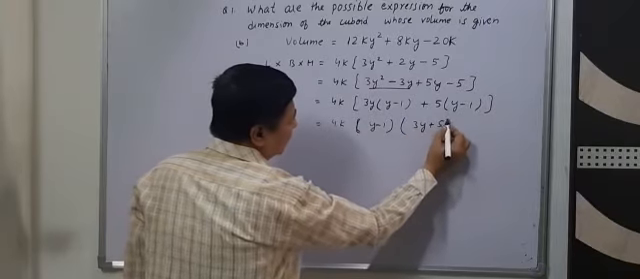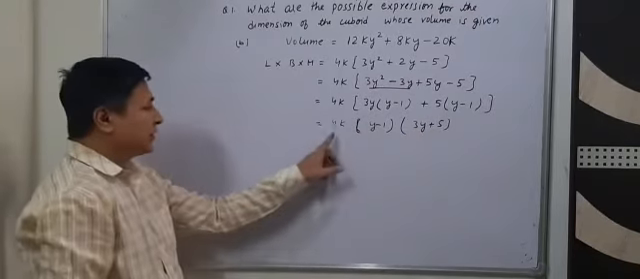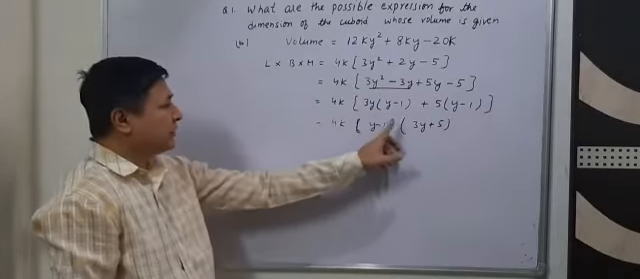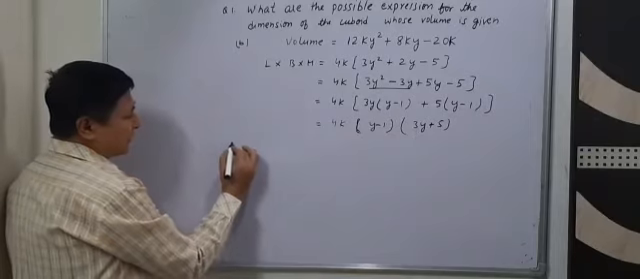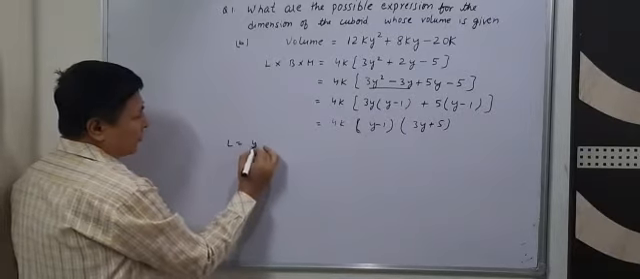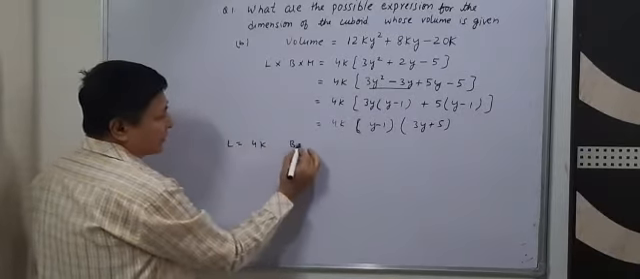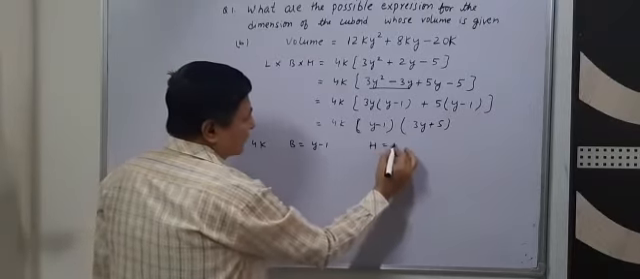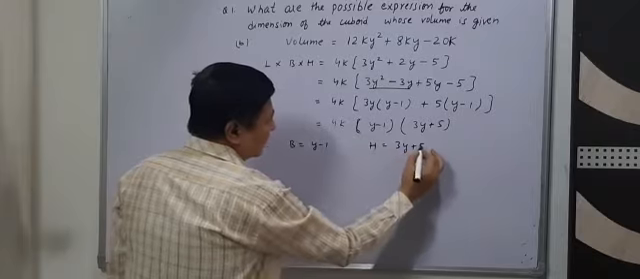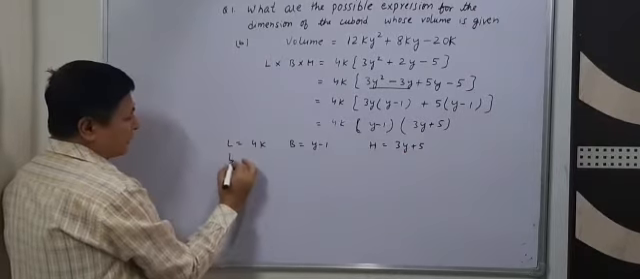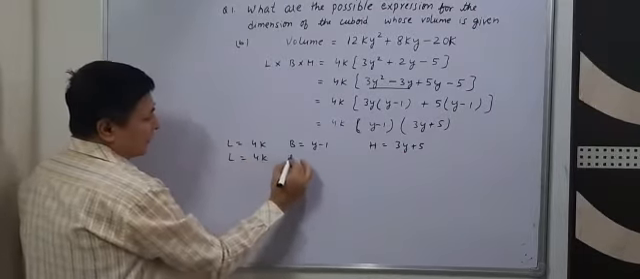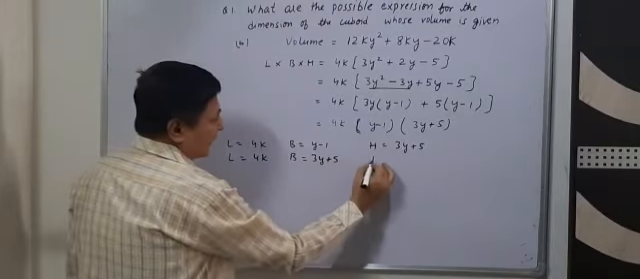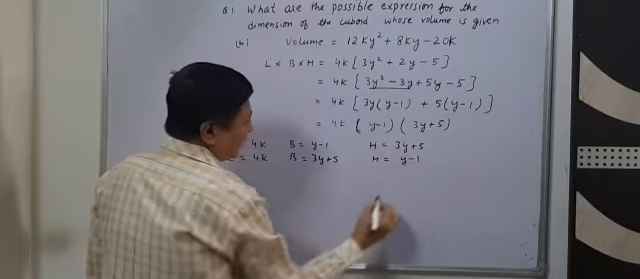So now we have got 3 expressions: this is length, this is breadth and this is height, so L into B into H. The first expression that I am writing is L is 4k, breadth is y minus 1 and height is 3y plus 5. But we can change the order also. If I write L as 4k, then breadth is 3y plus 5 and the height will become y minus 1.